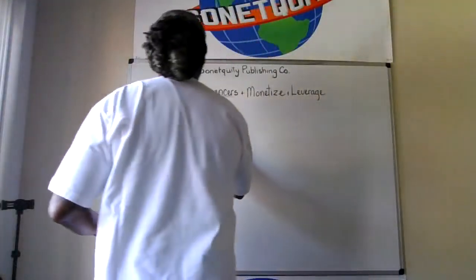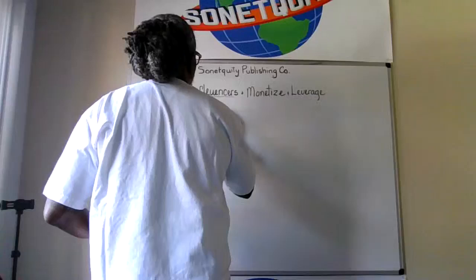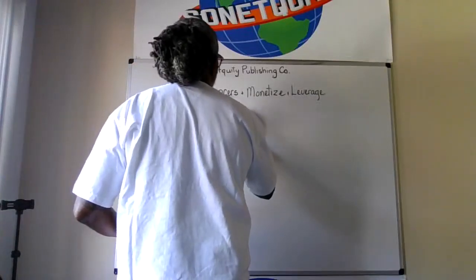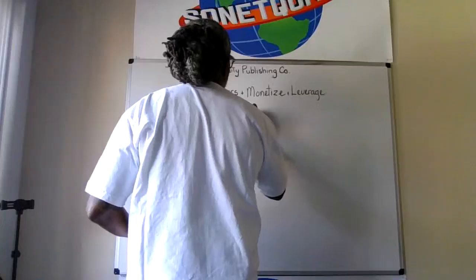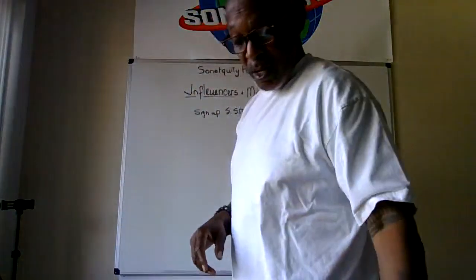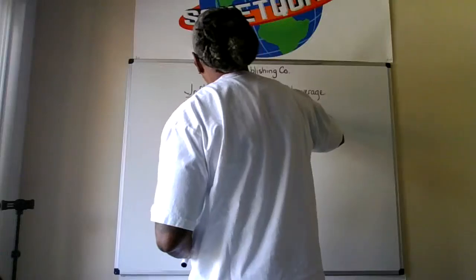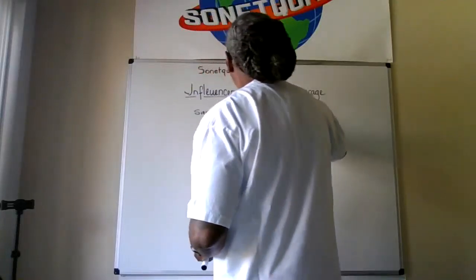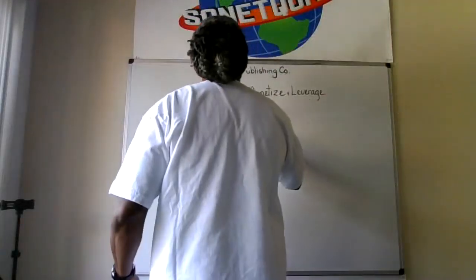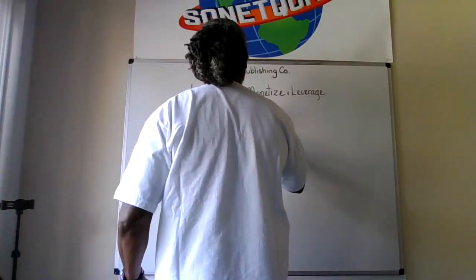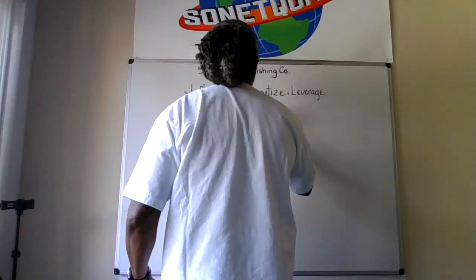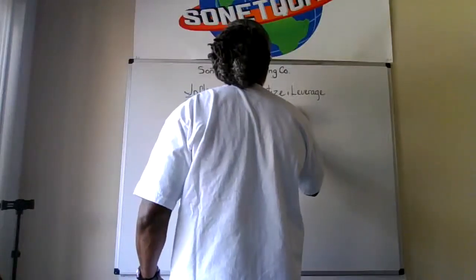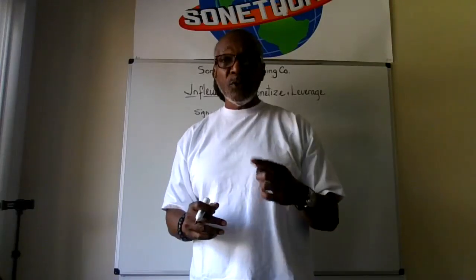Let's say you are a person and you sign up with Sonetquity and Smart Desktop AI. When you sign up, you have your ID number, and now you are a member.